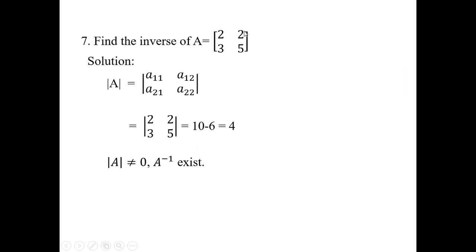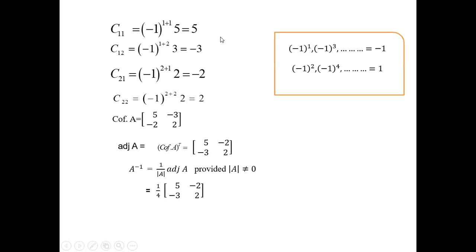The minor M12, leaving this row and column, is 3. The minor M21, leaving this row and column, is 3. The minor M22, leaving this column and this row, we get 2. Similarly, we can take C11, C12, C21, C22. This is the cofactor matrix. We can write the cofactor as 5, minus 3, minus 2, 2.